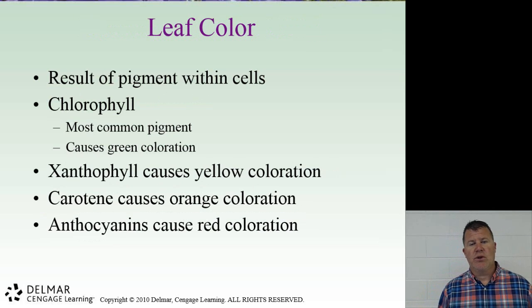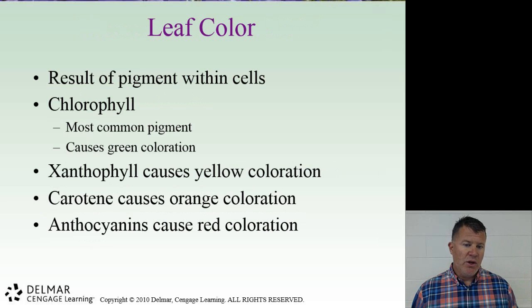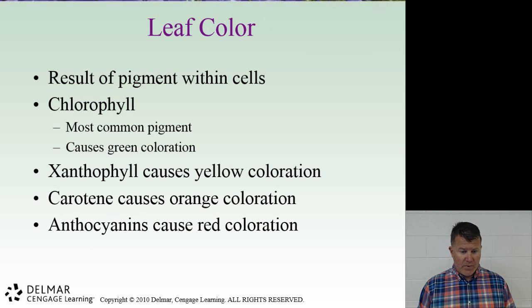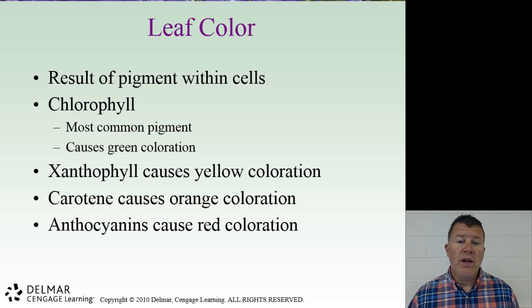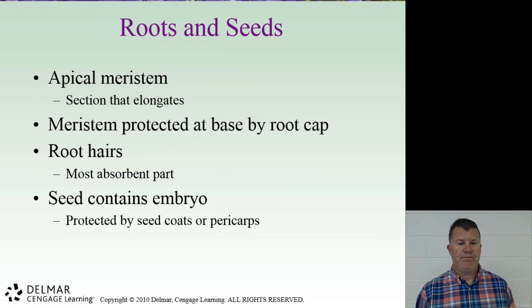Leaf color is a result of pigment within the cells. You have chlorophyll. It's the most abundant or most common pigment, and it causes the green coloration. Xanthophyll causes the yellow coloration. Carotene causes the orange color, your carrots. Then your anthocyanins cause the red coloration.